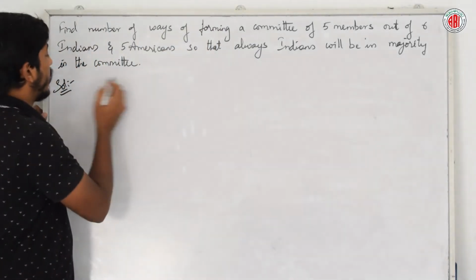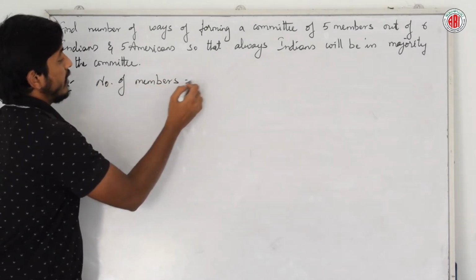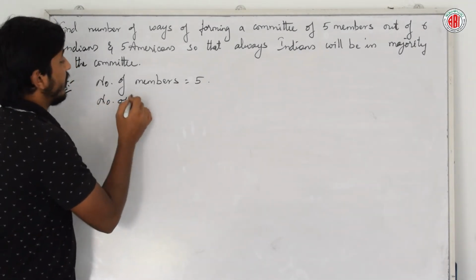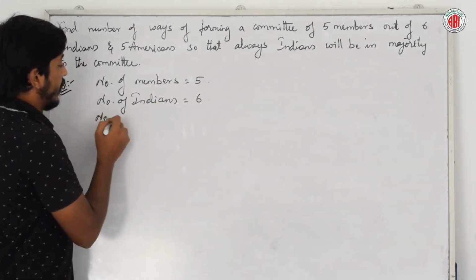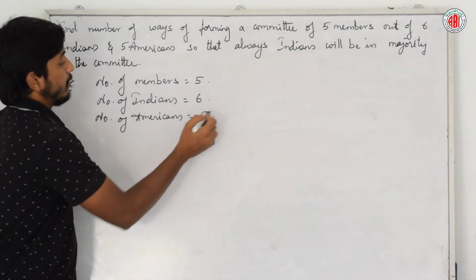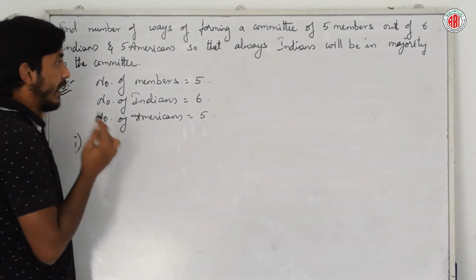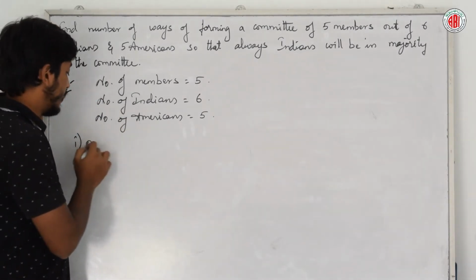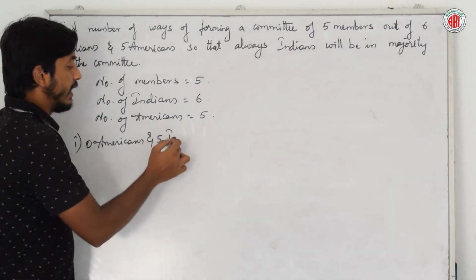Now total number of members is 5, right? Then number of Indians, how many? 6. Number of Americans is 5. Is it right? Done. Now the first case is, let me take 0 Americans and 5 Indians. 0 Americans and 5 Indians.